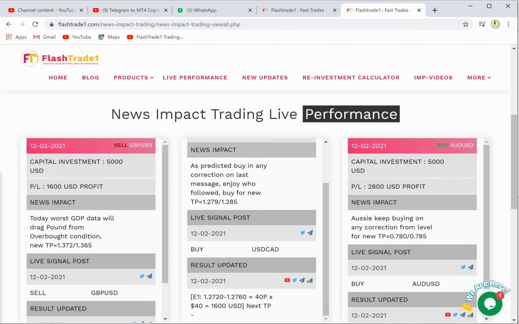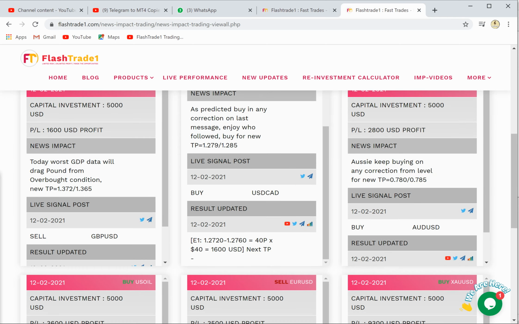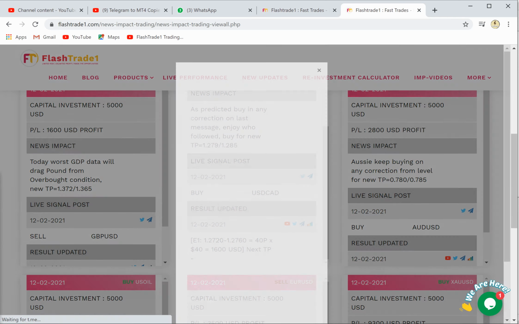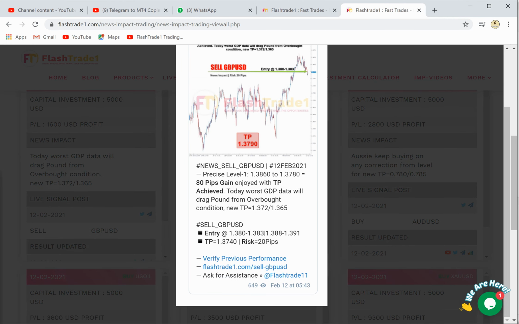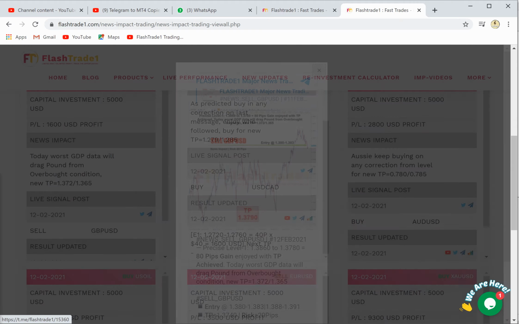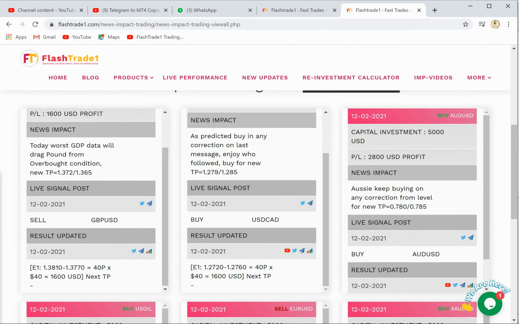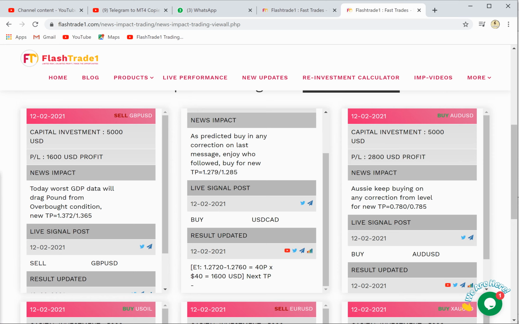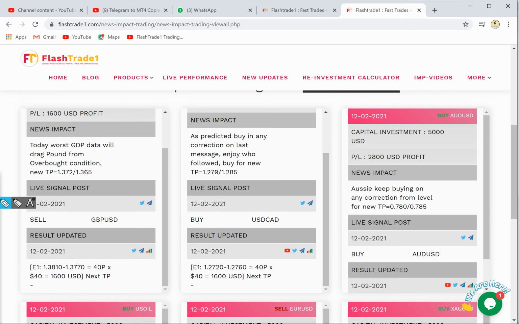you will be on this page where with each link, this is the signal that was sent on the Telegram channel on 12th of February at 5:43 in the morning, and it was a sell on GBP/USD. What happened to this signal? You can see the entire profit and loss, everything in this performance. Through the performance you can recheck our signals' accuracy, which we say is 97% accurate.